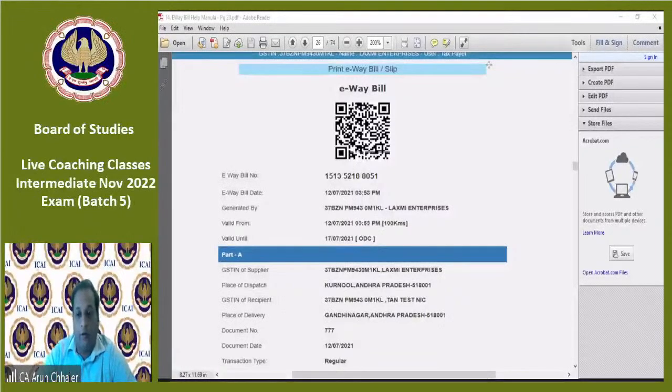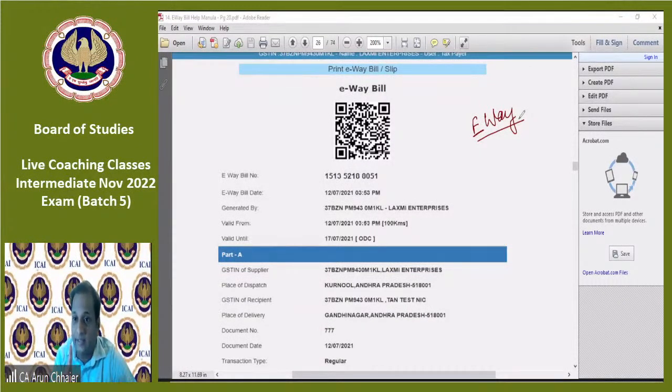Now the first question: why is the e-way bill required? Normally we can say the e-way bill controls tax evasion, because prior to movement of the goods, the e-way bill has to be generated, part A plus part B both. And once it is completed, only then can you move the goods from your location to send the goods to the customer. So prior to the movement you are putting the details on the government portal.